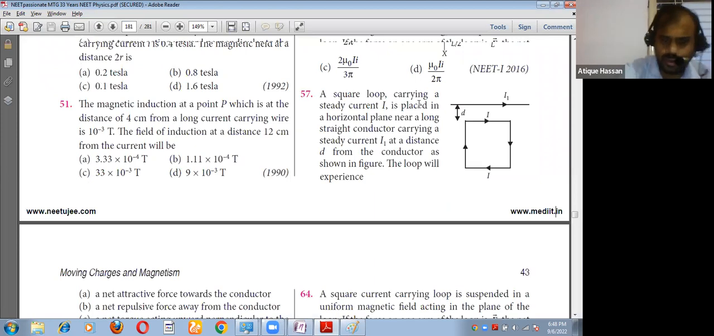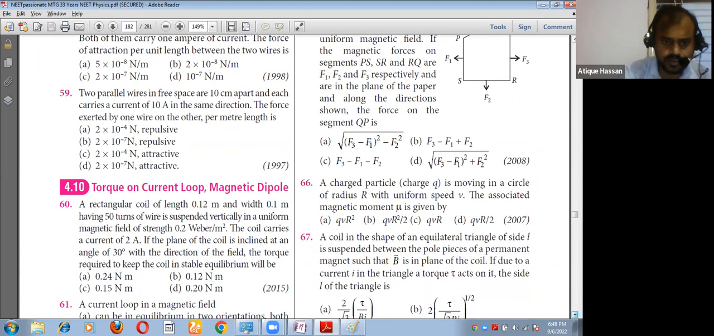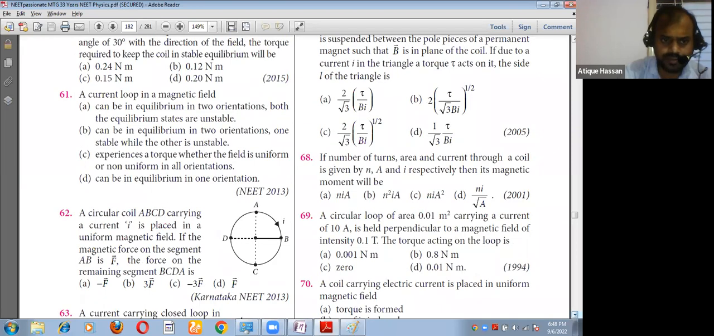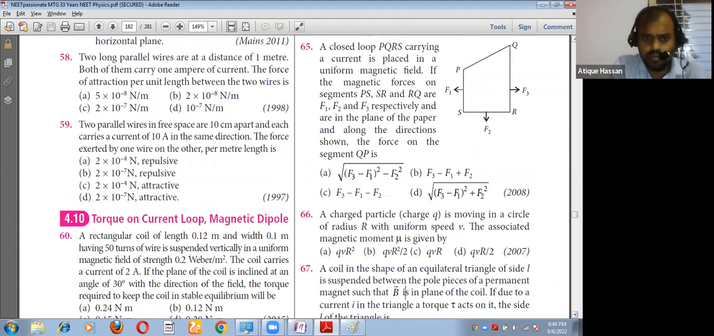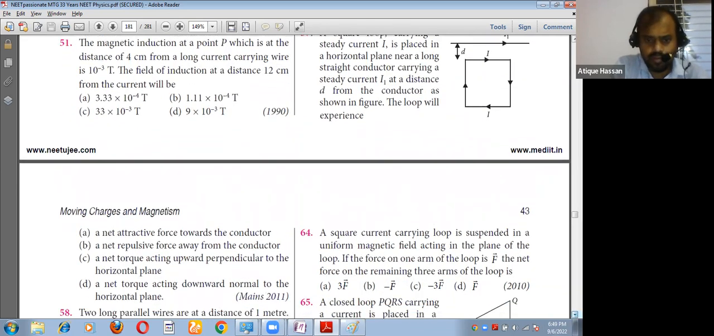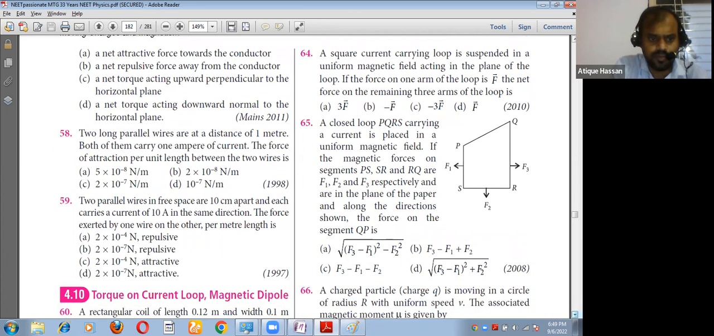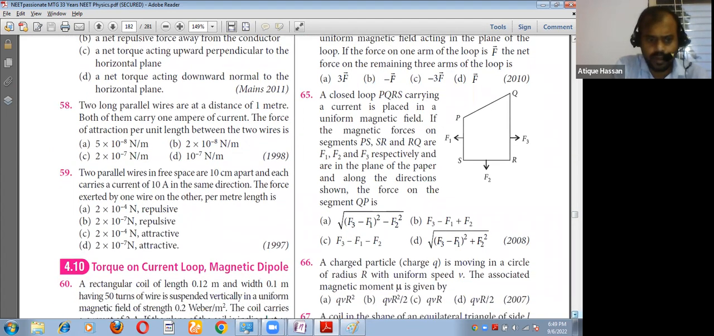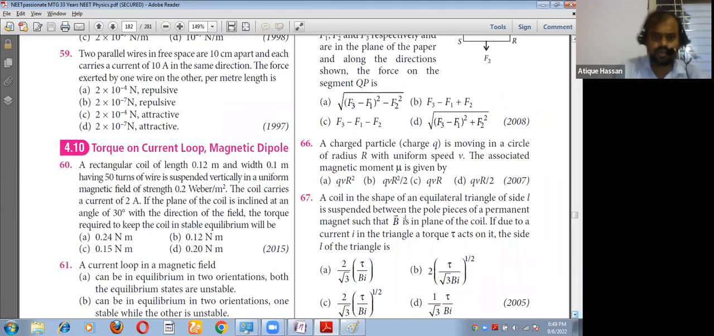So let us see the first question. Do this question number 60. This is a NEET 2015 question. So attempt this question.